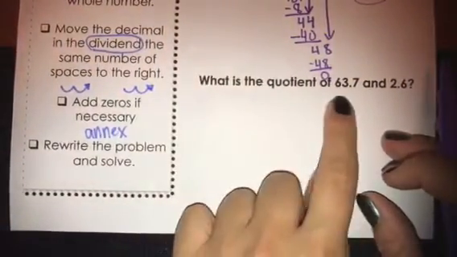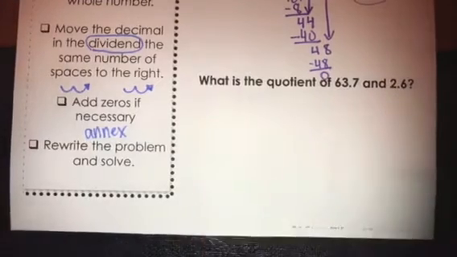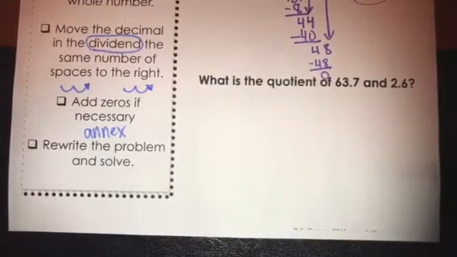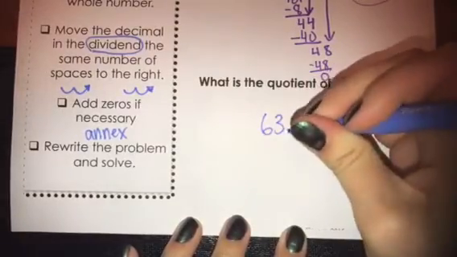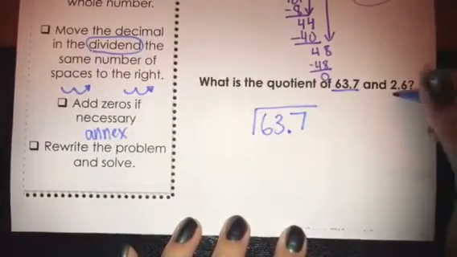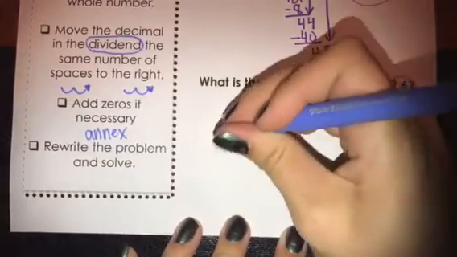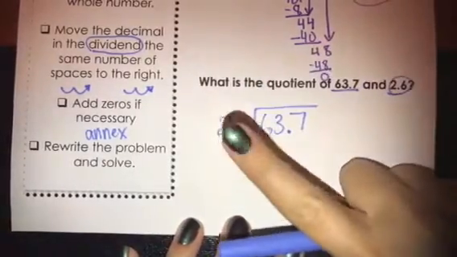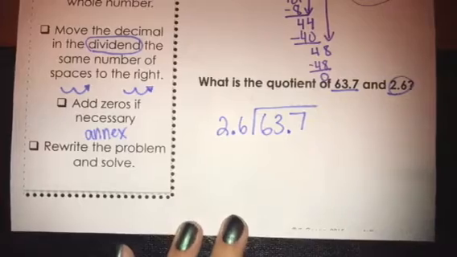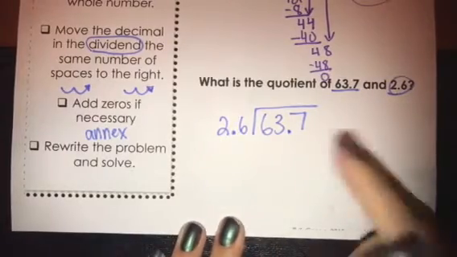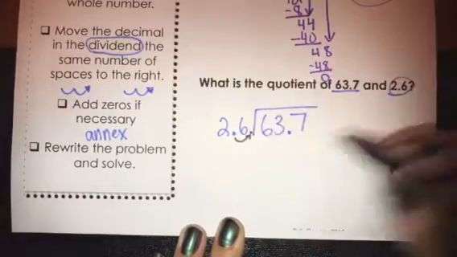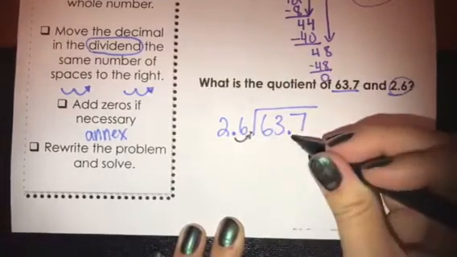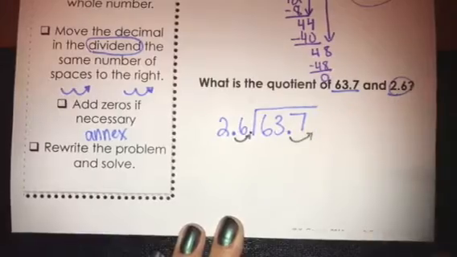What is the quotient of 63.7 and 2.6? So I'm going to set up my problem. This is my dividend. It goes in the house. And this is my divisor. It goes outside. There's a decimal in the divisor. I need to rewrite my problem. So I want to move it so instead of 2.6, I want it to be 26. How many spaces I move on the outside, I got to do on the inside.